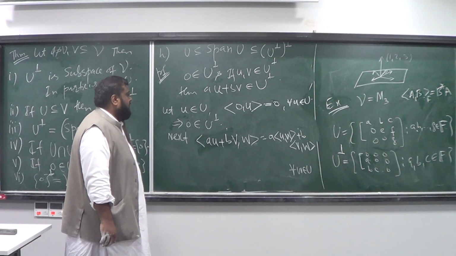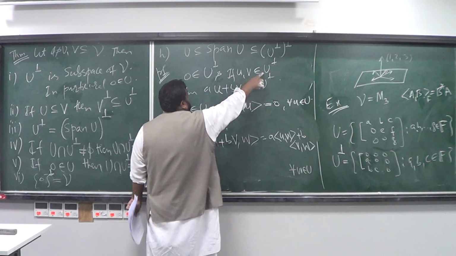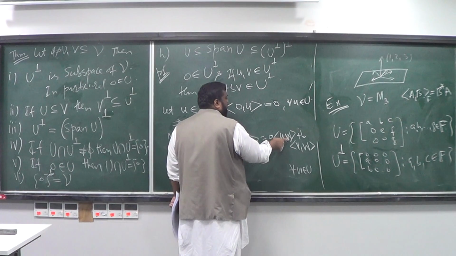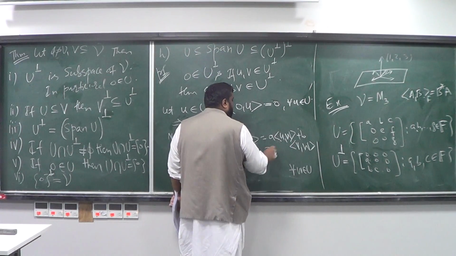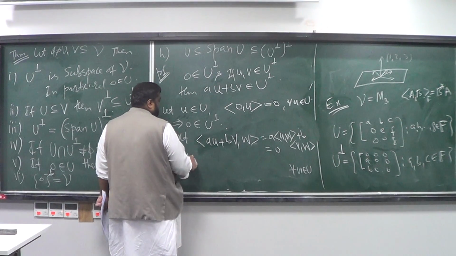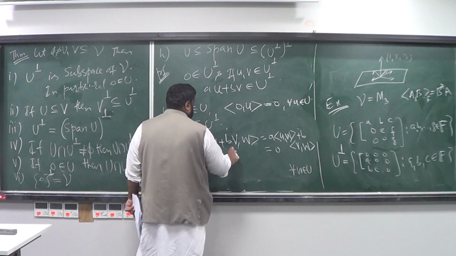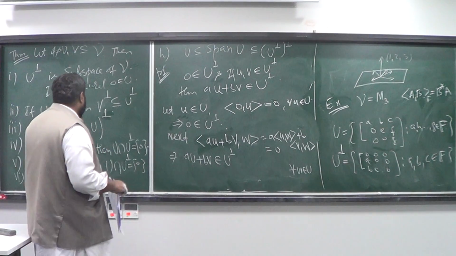So what does this mean? I know about U and V that they are from U perp, so the inner product with any vector in U is going to be 0. So this is 0, this is 0, so both are 0. So this shows that aU plus bV belongs to U perp, and hence U perp is a subspace of the vector space.